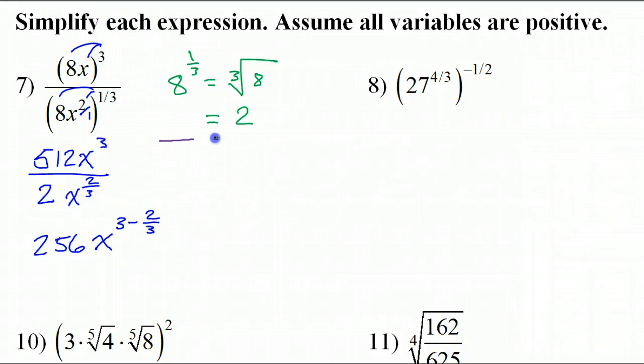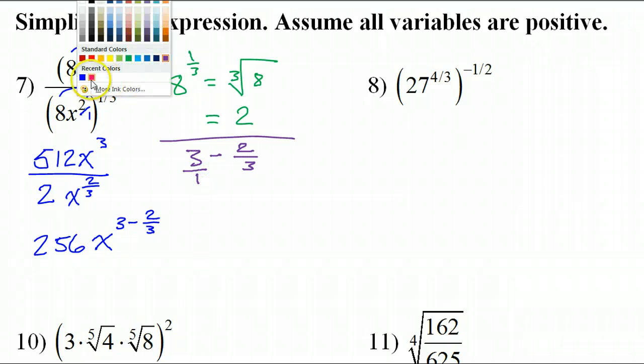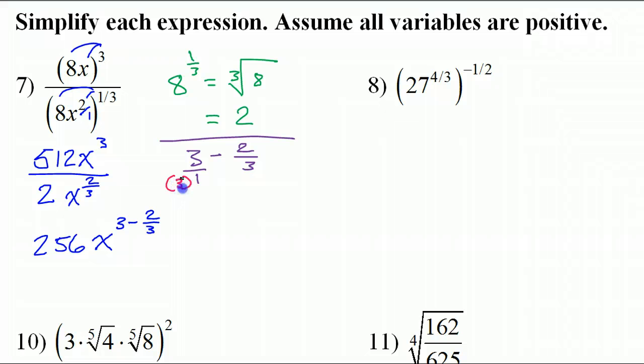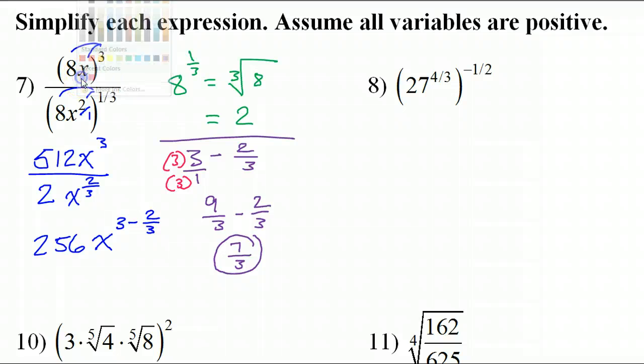So I will just do that right here. All right, so if I do 3 minus 2/3, well, that's like having 3 over 1. So I need like denominators, so I could just multiply by 3. Okay, so that would give me 9 over 3 minus 2 over 3. 9 minus 2 is 7, so that is 7 over 3. Okay, so that gives me my final answer. So I will have 256 x to the 7 over 3 power.